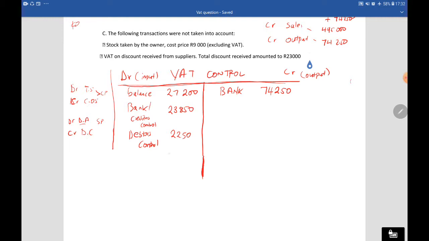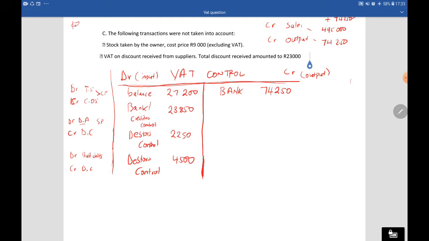So it will be how much? 4,500 on the debit side. And what had initially happened, when they were recording their transaction, they debited bad debts and credited debtors control. So that's our contra account, debtors control.